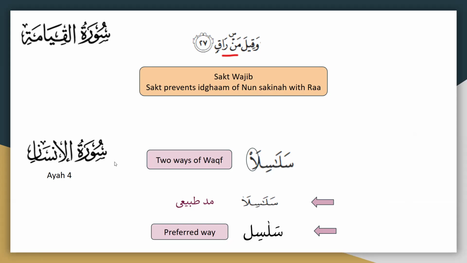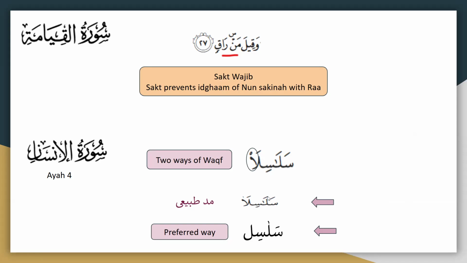Surat Al-Insan, ayah number 4, we have two allowed ways to stop on this word, salasila. So this alif with the tilted circle shows there are two ways. This is one of the 7 alifat, where we will be stretching the last letter with the alif due to the 7 alifat where Imam Hafs has stretched it. In continuation, we don't make it long. So except for this word where we have two allowed ways.